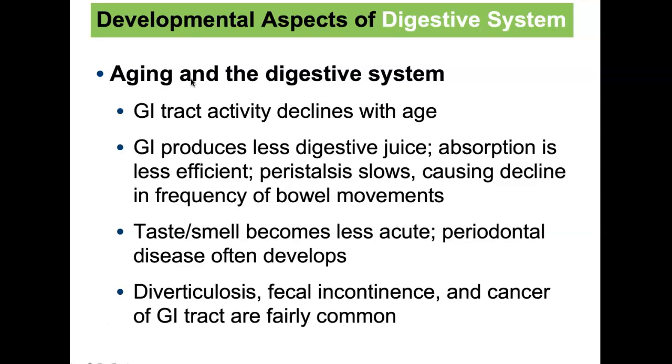Everything declines with age, right? So the activity in your gastrointestinal tract is going to decline. You're going to make less digestive juices. You're going to absorb less efficiently. Your muscle contraction is going to slow. So you're going to have less movement, less peristalsis. You're going to have a decline in the frequency of bowel movements. Also, smell and taste can become less acute as you get older.